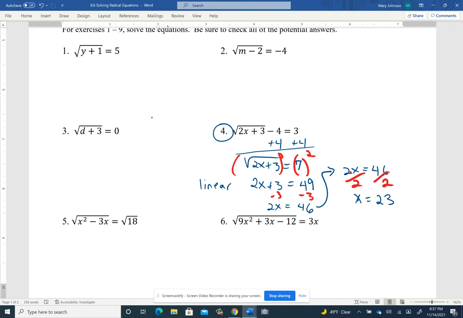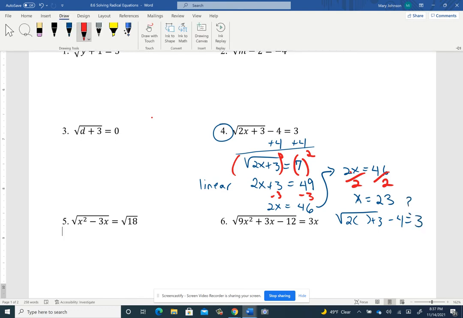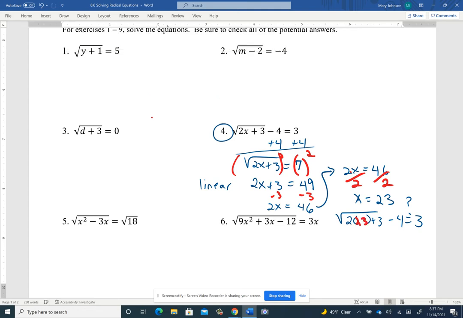All right, now this one's going to work just fine, but really, technically, you should check these unless you're sure of that. So what you would do is you would plug in the 23 right back there where the x was in the original problem and just see if you get what you're supposed to get. So right here, you'd put the 23, and then you'd work that out. So you see how that would be 46 plus 3, which would be 49. When you square root that and subtract 4, you are going to get 3. That would be 7 minus 4. So this is the answer.